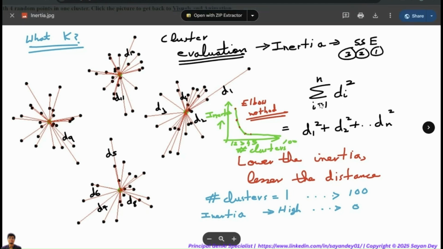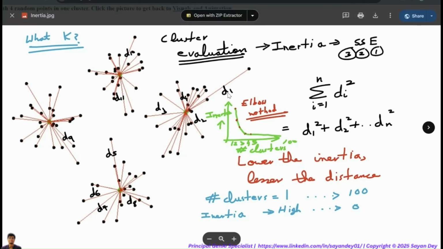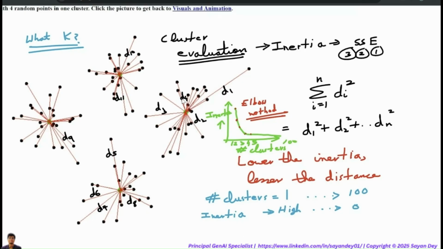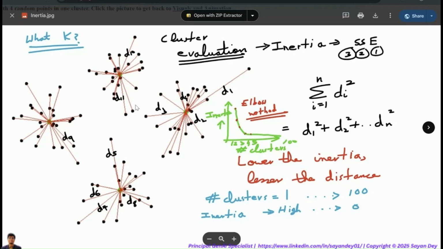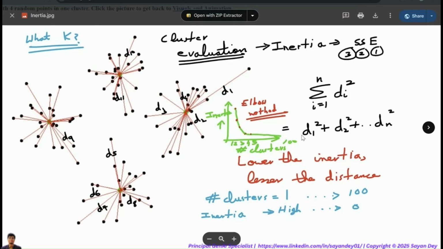Mathematically, if I have to formulate the mathematical formula, it's quite straightforward. You can see that each of these distances of the points from the centroids, these are the distances, like D1, D2, D3, D4, D5, D6, D7. So first we take the distances, D1, square it, then sum it up. D1 square plus D2 square plus D3 square plus Dn square. So it's actually summation Di square. That is how we define the inertia.